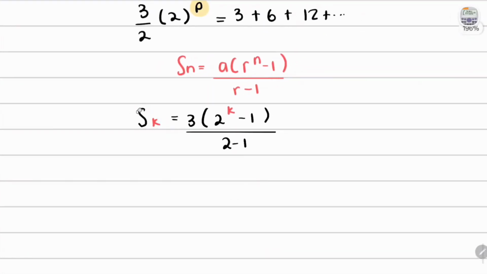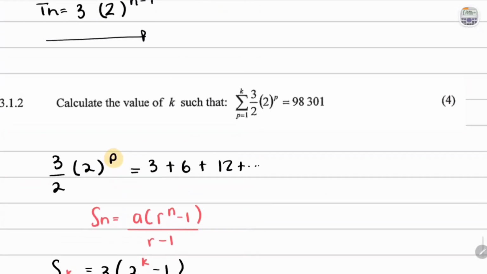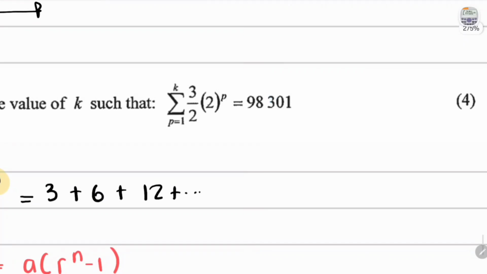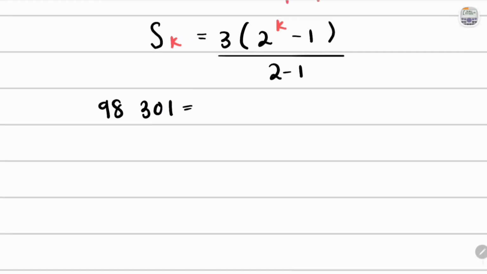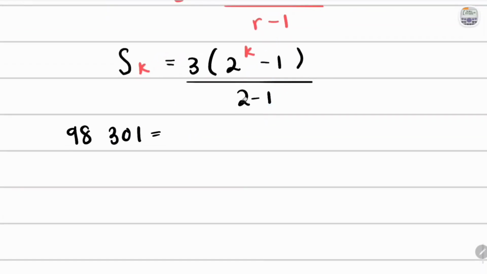Okay, so we already know what the sum of this series gives us. It gives us 98,301. So 98,301 is equal to, and we'll rewrite that, but this is 2 minus 1, which is just 1. Anything over 1 stays exactly the same, so the numerator will just stay.